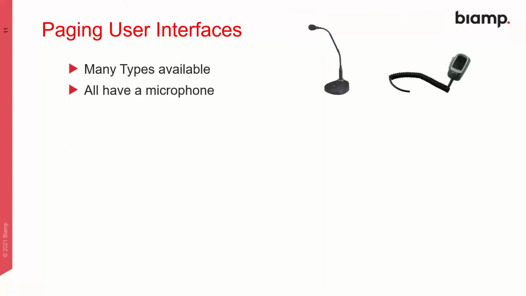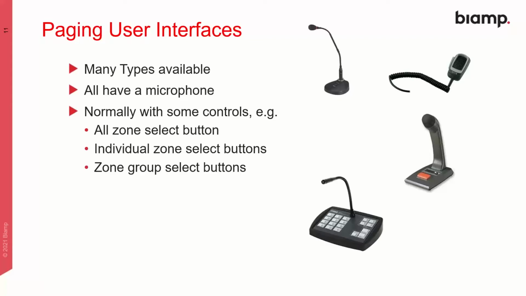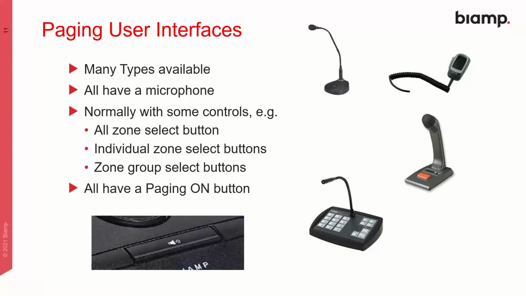So there are many types of paging user interfaces. All of them generally have a microphone. So that's something you talk into, invariably on a gooseneck or on a fist microphone like this one. They normally always have some controls. So for example, on the fist mic, there's a button to make it activate. On this microphone, there's a button that you push to activate the microphone. You can also have individual zone select buttons and zone group select buttons, for example. And invariably, they have a paging on button of some sort, and that makes the microphone live to the zones themselves that you've already selected.